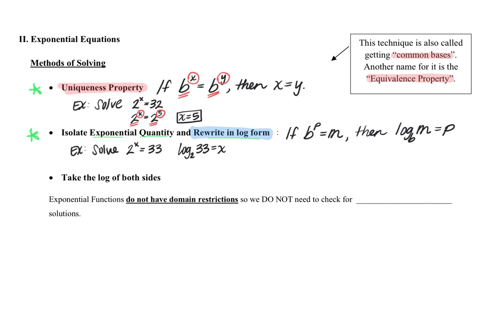Last thing before we jump into a bunch of examples, just remember that exponential functions do not have any domain restrictions. So that tells you that you do not have to worry about checking for extraneous solutions. Since the domain for exponential functions is all real numbers, that means we will not have any domain restrictions. So for exponential equations, you will never have extraneous solutions.